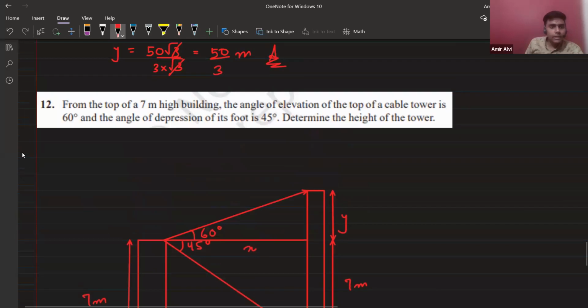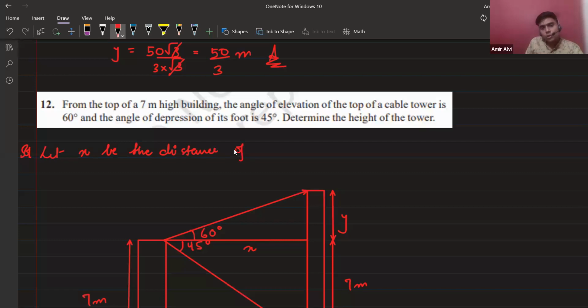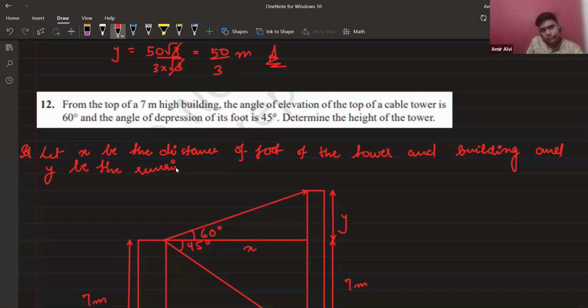So let me write the solution. Let x be the distance of the foot of the tower and building, and y be the remaining height of the tower. Clear, everybody?